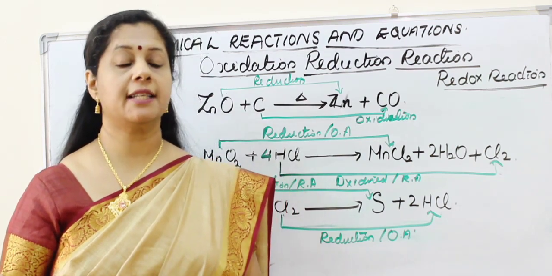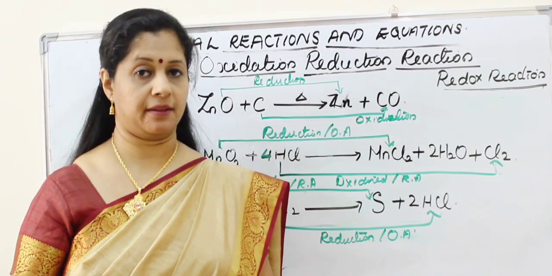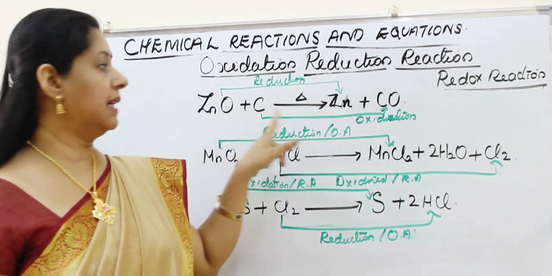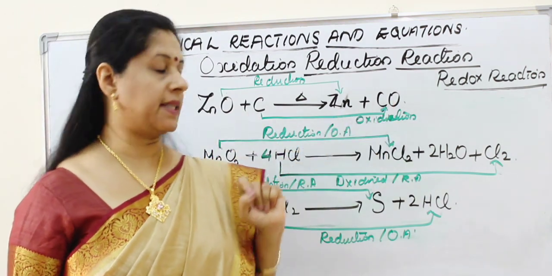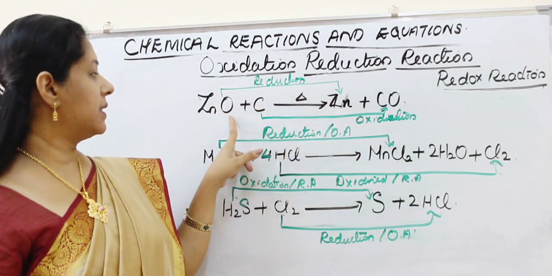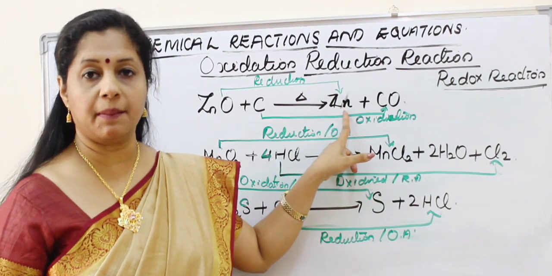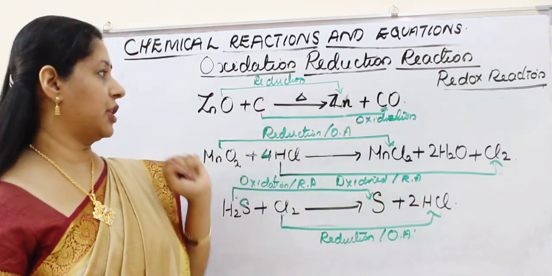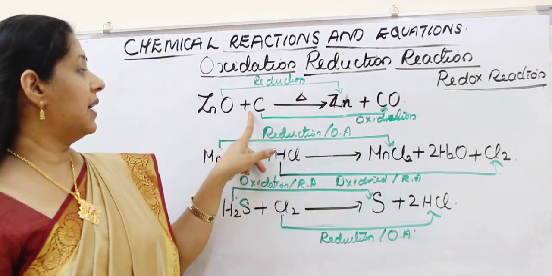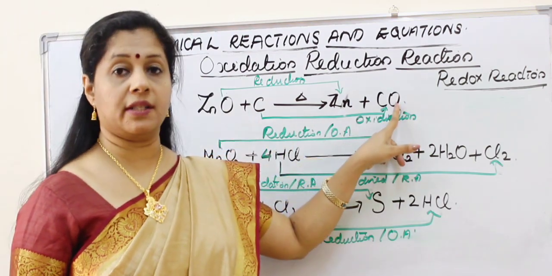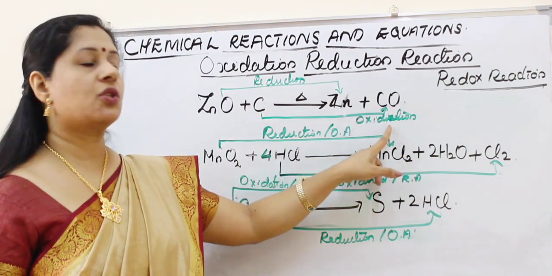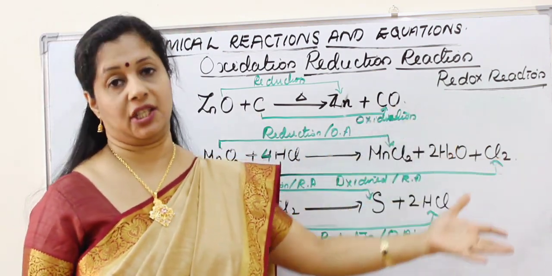Now we will see a few more examples of oxidation and reduction reaction. If both are occurring in the same reaction, we call it a redox reaction. So the first one is zinc oxide combines with carbon while heating to form zinc and carbon monoxide. So here zinc oxide is getting reduced because here oxygen is losing and zinc oxide is becoming zinc. So what is it? Reduction. So zinc oxide is the oxidizing agent also. The same way carbon is adding oxygen, right? Addition of oxygen is oxidation. So carbon is getting oxidized. So carbon is a reducing agent.